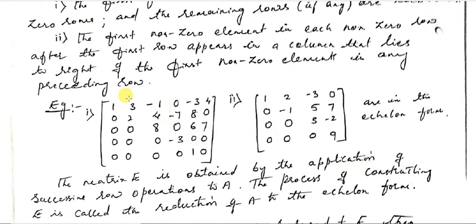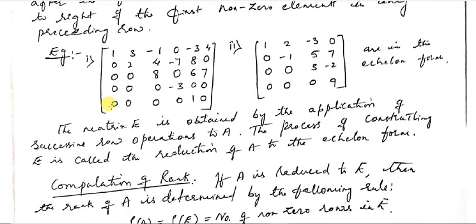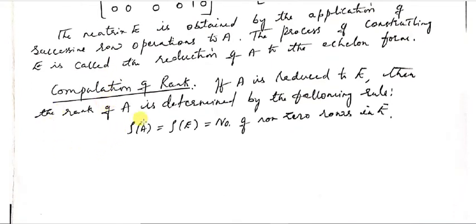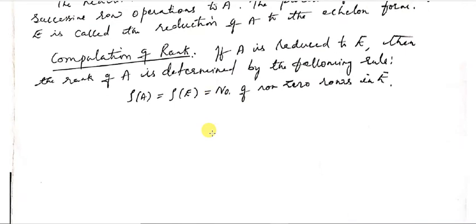That is, this is how an echelon matrix will look. There may be a first few non-zero rows and the other rows may be zero rows. That means echelon form is nothing but the matrix reduced to upper triangular form, wherein the leading entry should always be 1. After reducing the matrix to echelon form, we can compute its rank. That is, the rank of the given matrix is equal to the rank of the echelon form, which is equal to the number of non-zero rows in E. We just have to count the number of non-zero rows in E, which gives the rank of the given matrix.